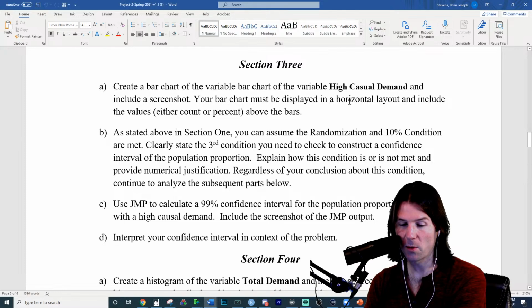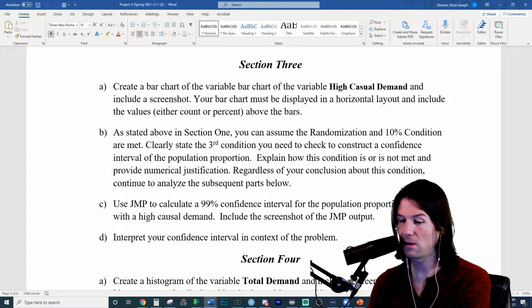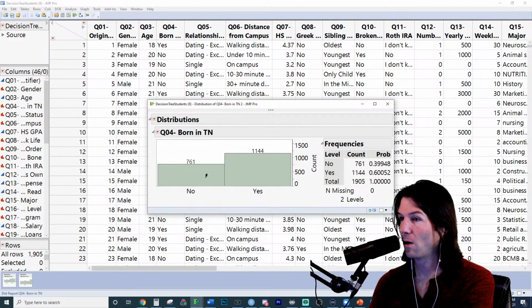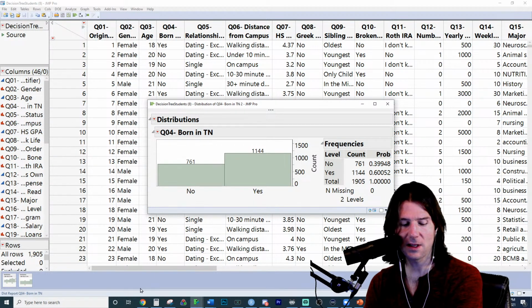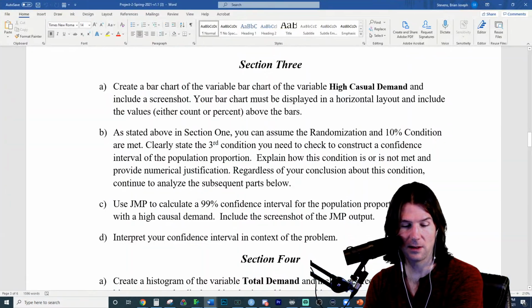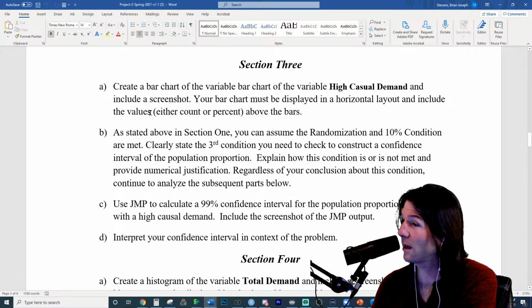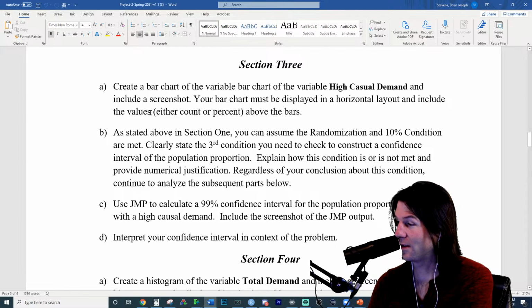Your bar chart must be displayed in horizontal layout and include the values. So let's check out right here. Do we have it? Horizontal layout. That means it's like this. It must have the values above the bar. And I don't know if it says count axes. I like count axes. I guess it doesn't say the count axes, but I like count axes.